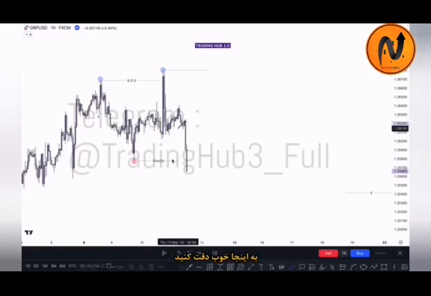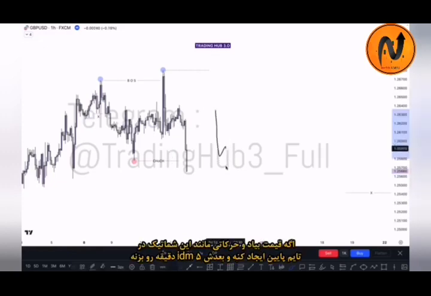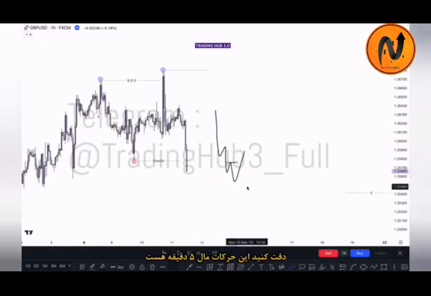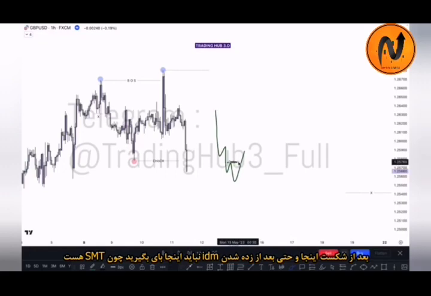Look at this one at this point very carefully. If the market creates something like this and creates this one, what is this? Inducement in a lower time frame. I'm talking about 5 minute structure. So this is basically a 5 minute structure. After breaking this one, you don't need to buy here. Even if the market creates an inducement, you don't need to buy here. This is an SMT.